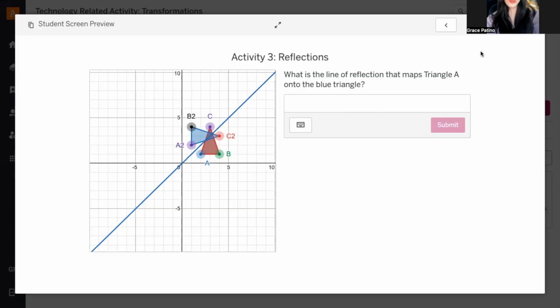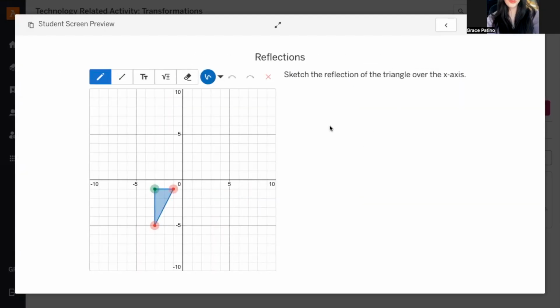Then the last one is reflections. This one says, what is the line of reflection that maps triangle A onto the blue triangle? So your original triangle is right here. Your next triangle is over here. And I drew the line of reflection here. And then students would just describe what kind of line that is. Then for reflection here, they would sketch the reflection of the triangle over the x-axis. So for this one, they have to know which one is the x-axis and then how to move it so that it looks like it's been reflected that way.